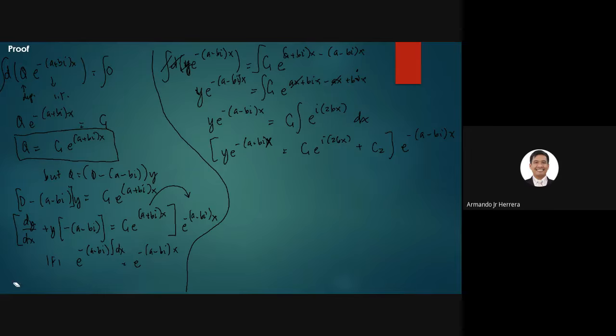Okay, I-ayos natin. So multiplying it by negative ito, so dapat this should be positive to cancel this out. So magiging y equals c1 e to the i2bx multiplied by this. So this is e to the ax e to the negative bix. So multiplying this first term by our multiplier natin para ma-cancel out ito to solve for the value of y, plus c2 e to the (a minus bi)x.